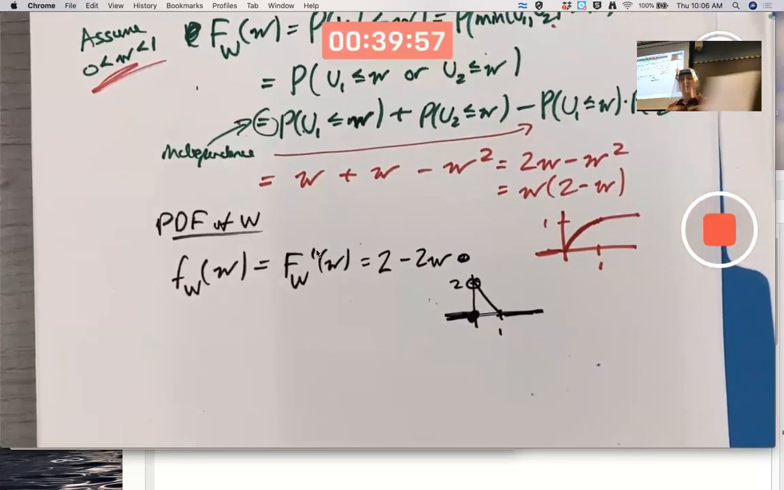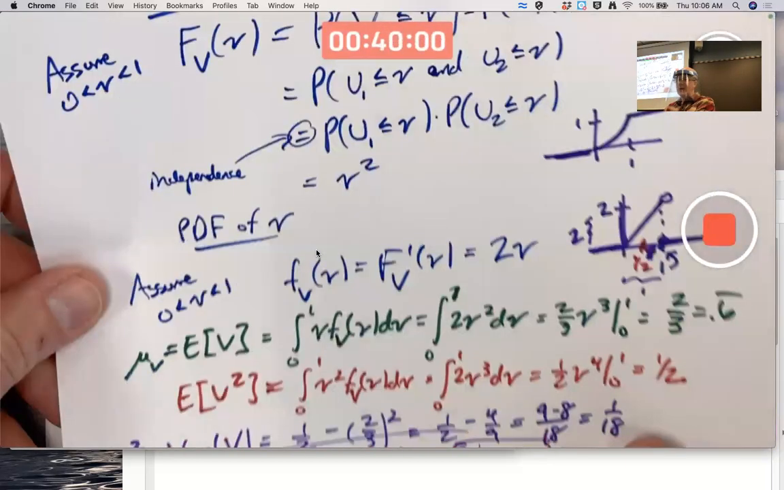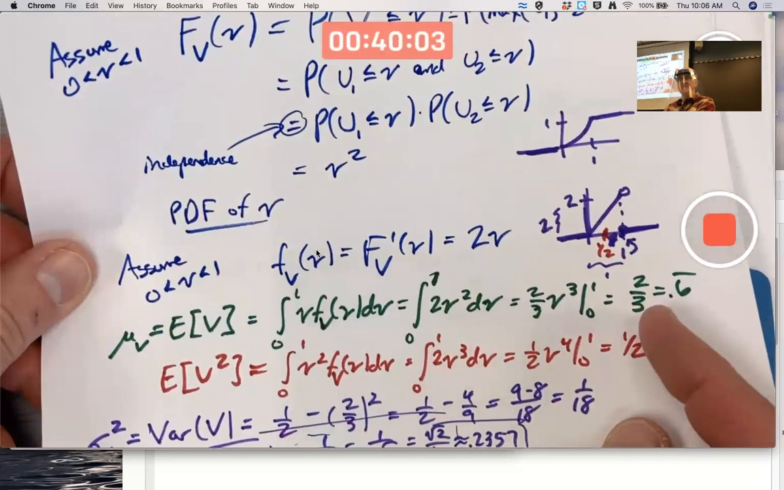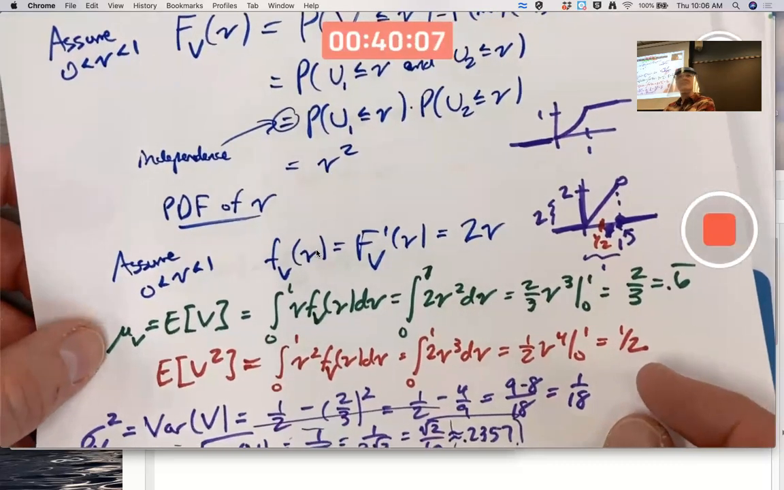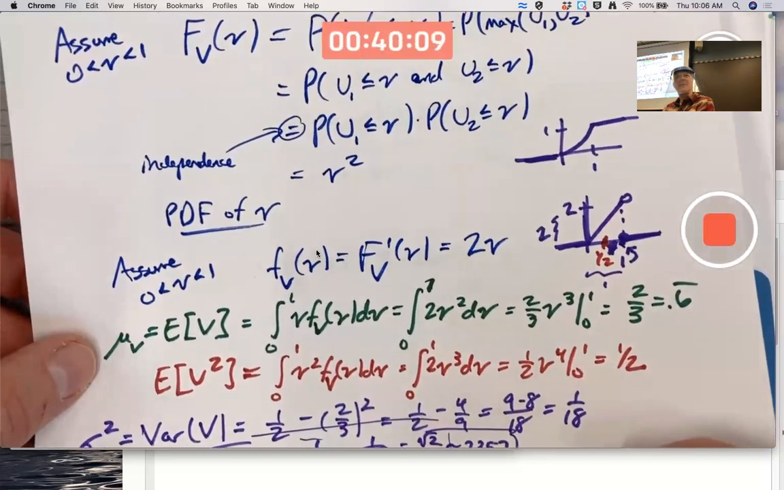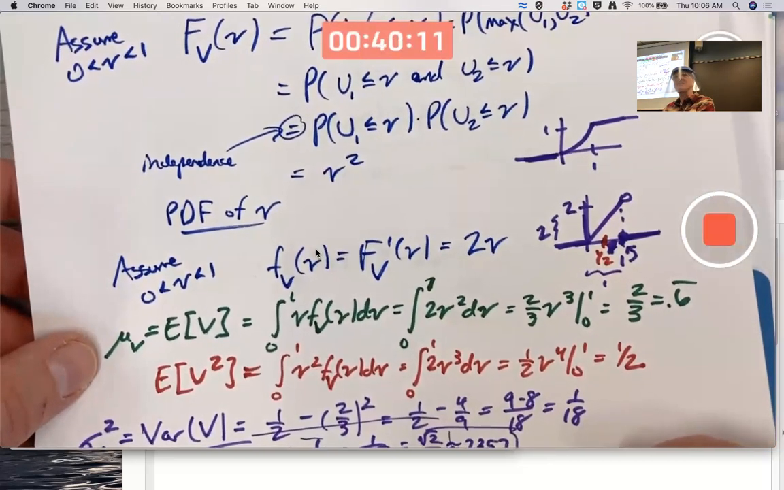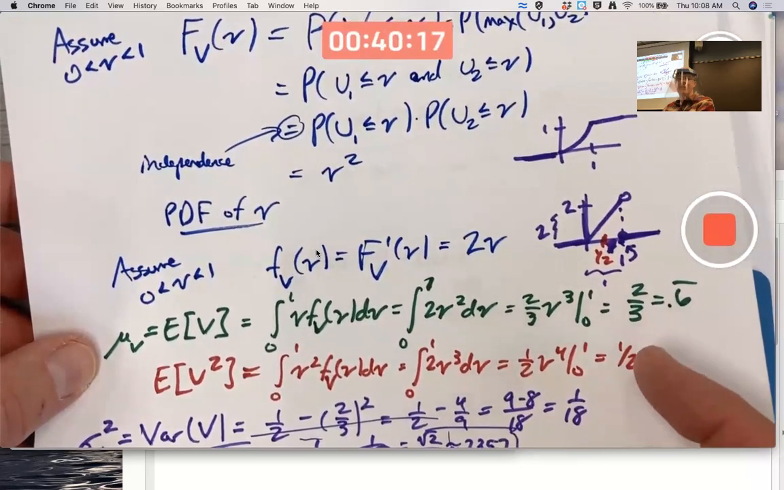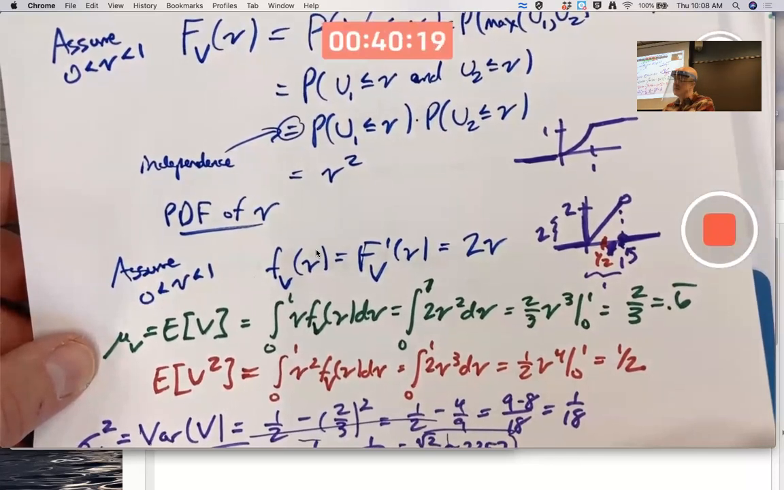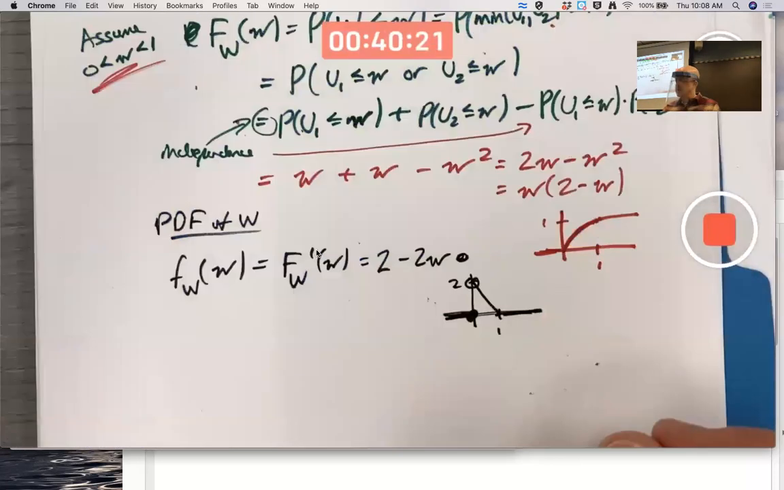You would think by symmetry, instead of the mean being 2/3, it should be 1/3. Variance, though, probably is the same. Same amount of spread. Although if the mean changed from 2/3 to 1/3, I guess the second moment must change. Let's see what happens.